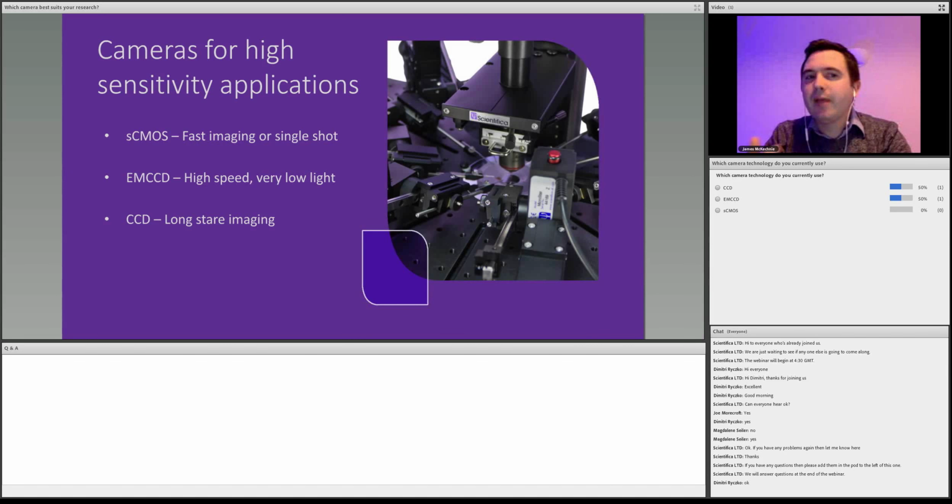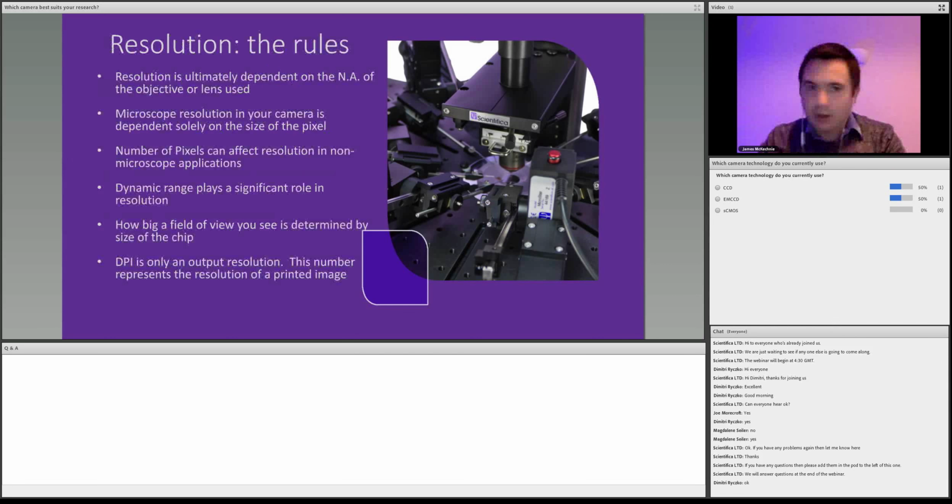And then really, if you're not at the point where sensitivity is a problem, you can look at some of the other bits. So we can look at resolution. Resolution is ultimately dependent on a couple of things. You can think of it as different points of resolution. The objective you're using on your microscope or your lens, the NA of that is really giving you a lot of the resolution. That's the limiting factor of your microscope. And then the camera resolution is dependent on the size of the pixel.